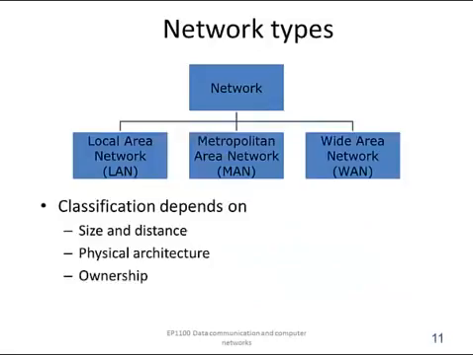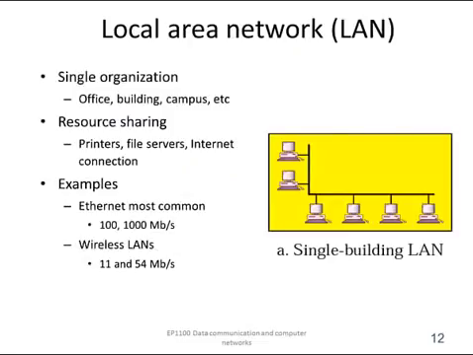Networks come in many different forms, and we usually talk about 3 different types: the local area networks, the metropolitan area networks, and the wide area networks. The classification is not very well defined and depends on the size and the distance, the physical architecture, and the ownership of the networks. The local area network is often owned by a single organization which also operates it. It could span a single office, a building, or a full campus, for instance, of a university.